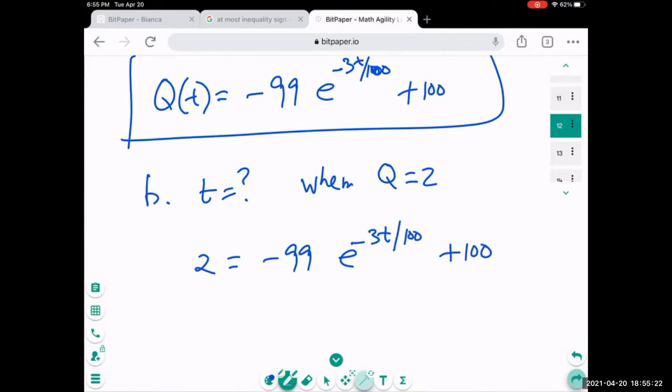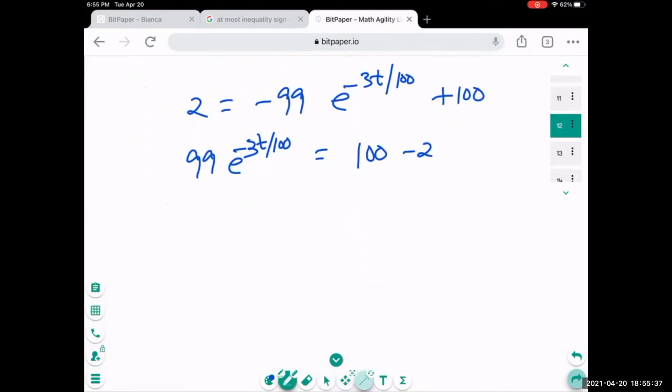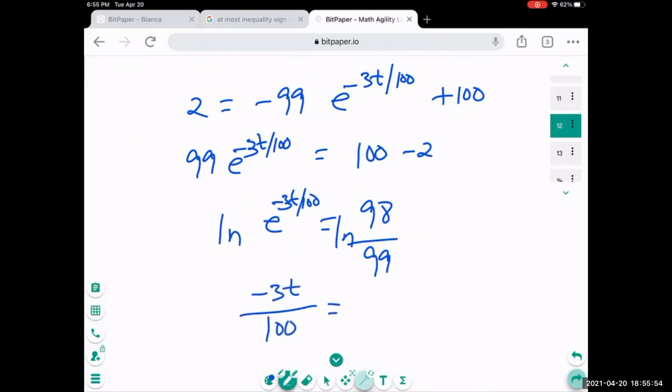Okay, so let's transpose 99 here, e to the negative 3t over 100, and then 100 minus 2. So this would become 98 over 99 equals e to the negative 3t over 100. So let's take ln of both sides, the natural logarithm of both sides. So this would equate to negative 3t over 100 equals ln of 98 over 99.